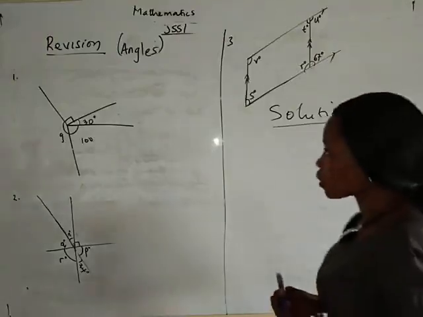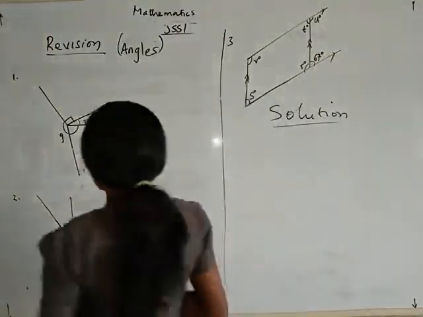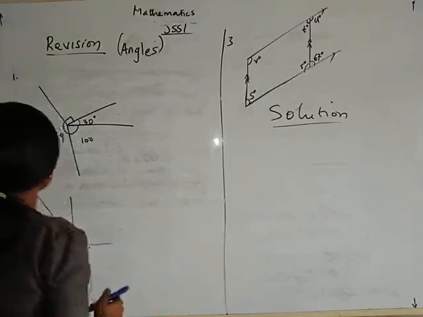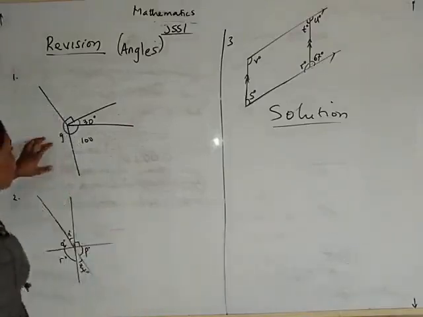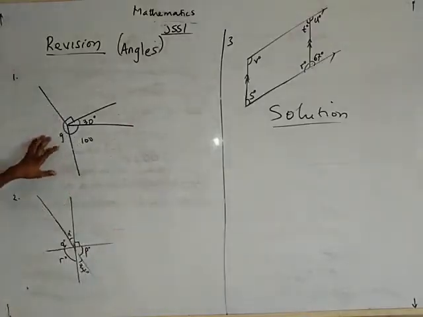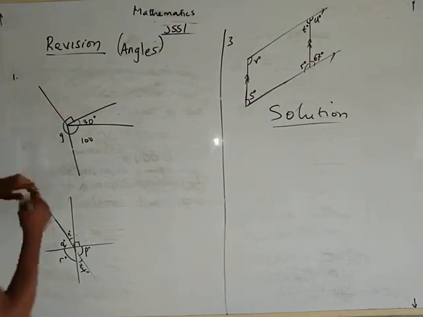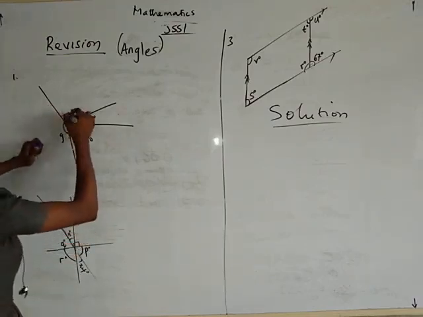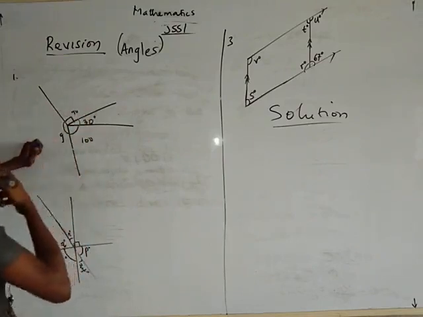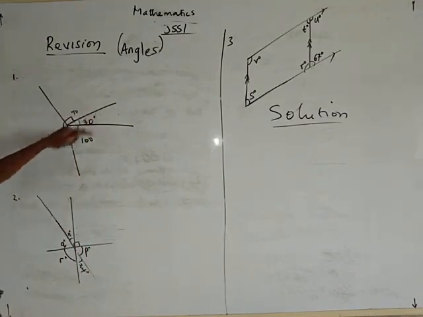For the first one, let's look at it critically. The missing angle here is just this G. So what do we do? Do we look for G? If you look at this angle here, it tells us that this angle is 90 degrees. Whenever you see something like this, it tells you that this is 90 degrees.